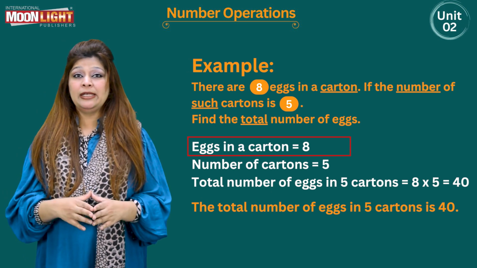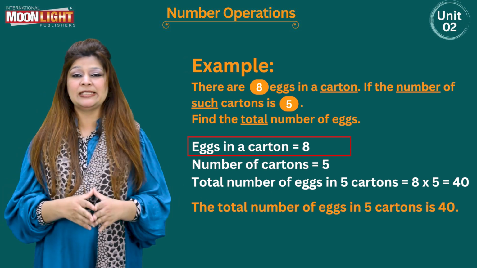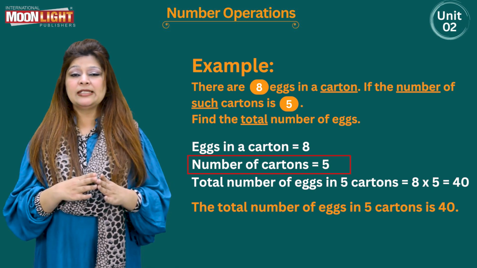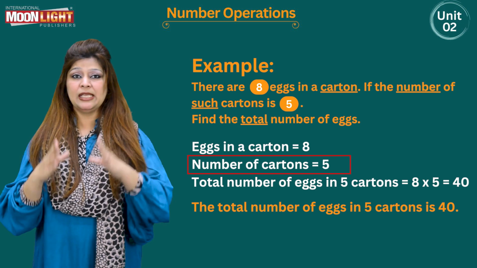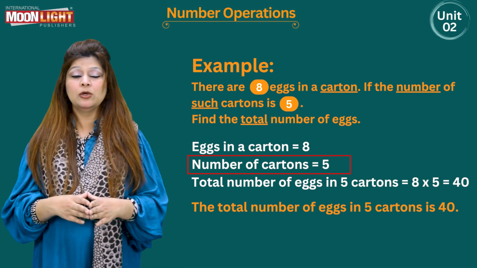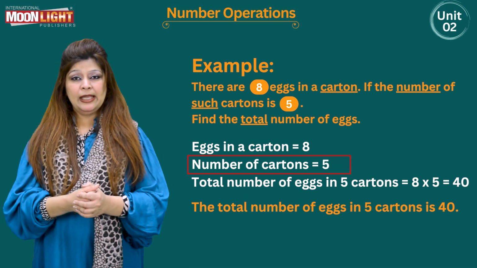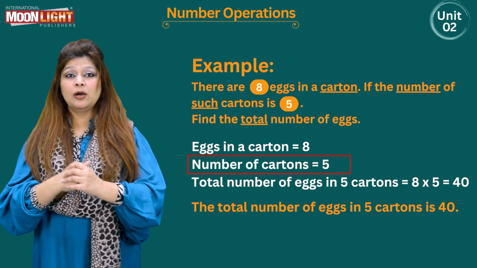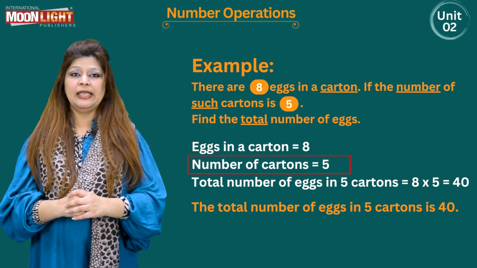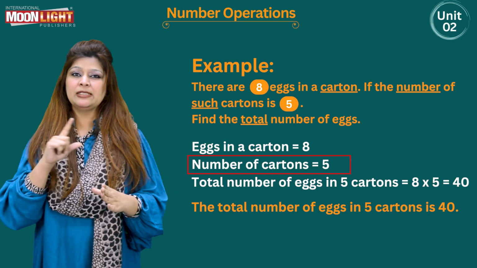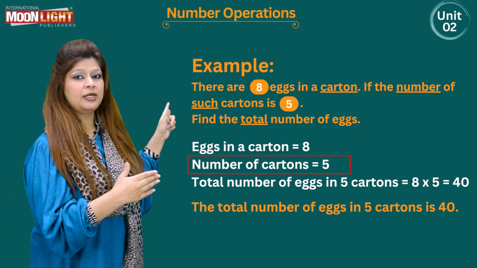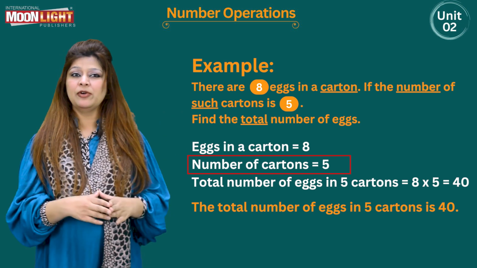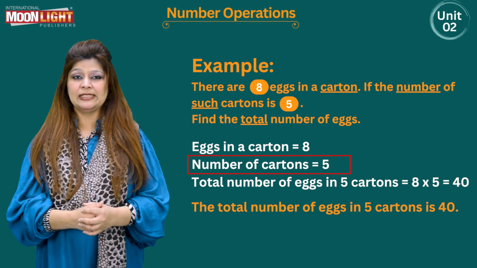Now I am going to write the second statement from the second sentence. The second sentence is, if the number of such cartons is 5. What am I going to write? The main thing here is the number of cartons. The word is will tell you that this is the equals symbol. Now the number of cartons is equal to 5. I will write it from the second sentence.